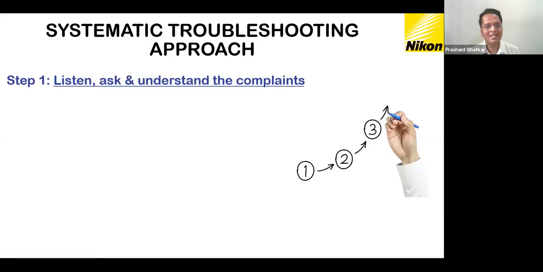So the approach is to listen, ask, and understand the complaint. This is a basic thing. Troubleshooting is problem solving. Anybody who comes to you with a problem, not only for glasses, for anything else, the first thing you do is listen to that person. Instead of you telling the solution and coming to conclusions, you listen to what the patient is saying, and ask relevant questions. So what do I mean by asking relevant questions?